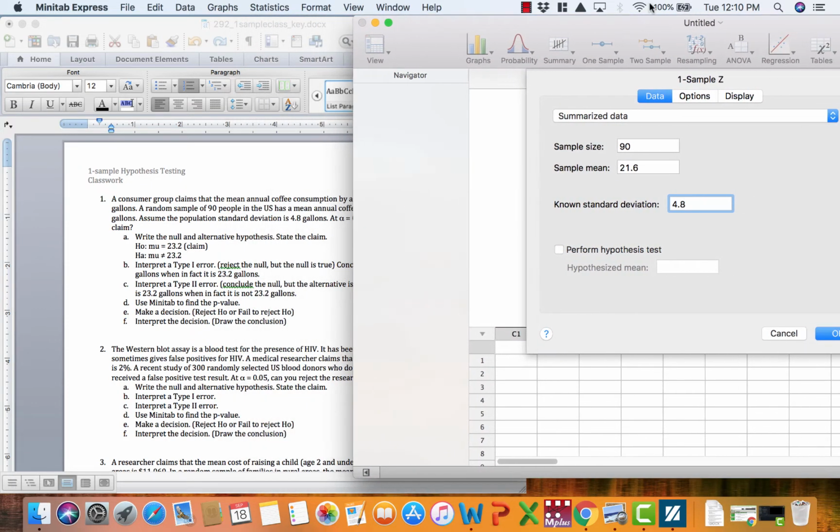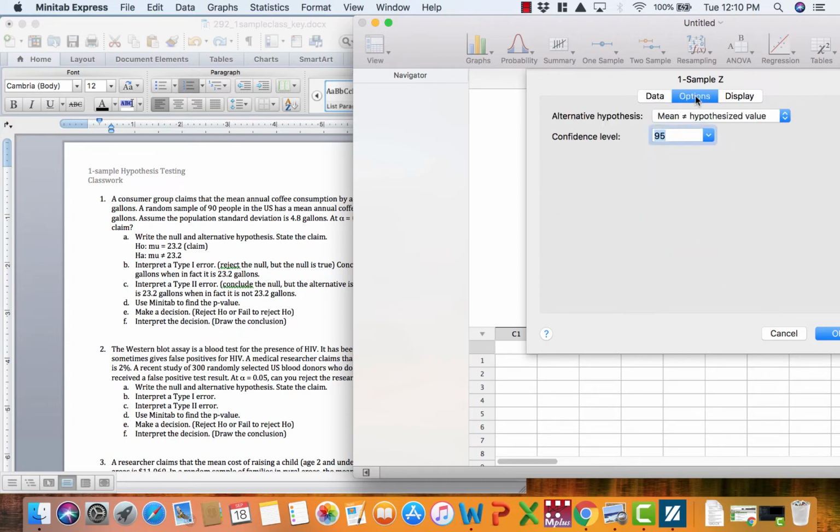All right, we do want to perform a hypothesis test, so we check the box. What is the hypothesized mean? The hypothesized mean is that claimed amount that you wrote in the null and alternative. So that is the 23.2.